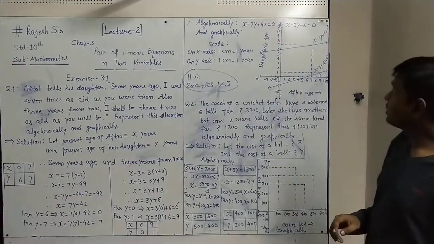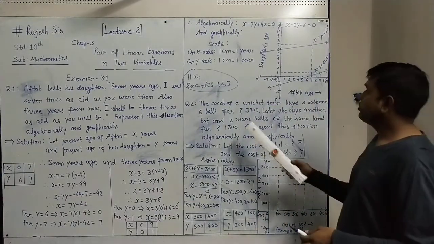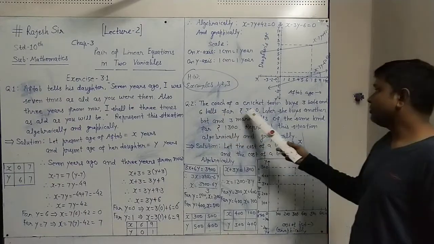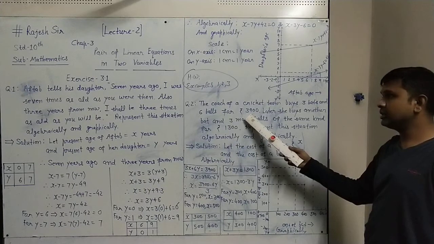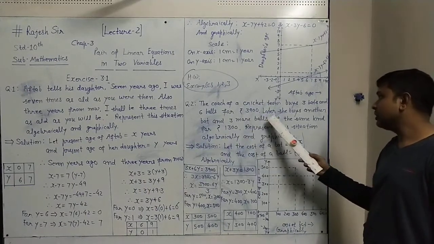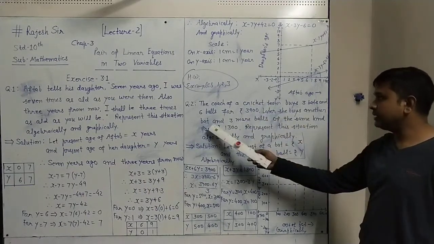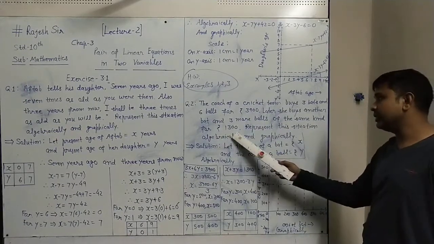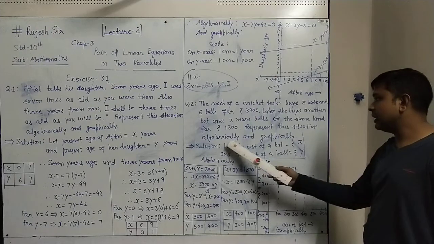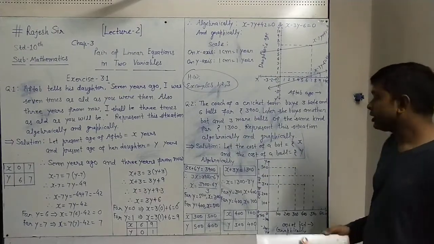Very simple. Now question number 2 we have similarly: the coach of a cricket team buys 3 bats and 6 balls for rupees 3,900. Later she buys another bat and 3 more balls of the same kind for rupees 1,300. Represent these situations algebraically and graphically.